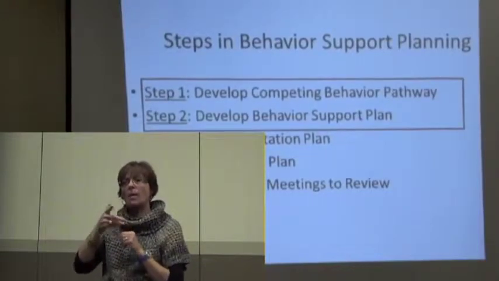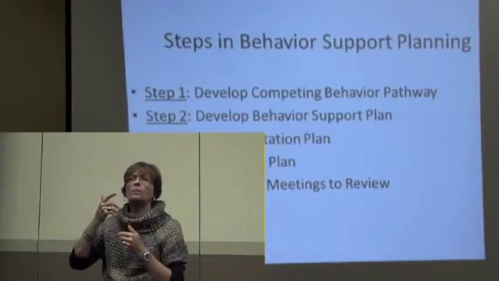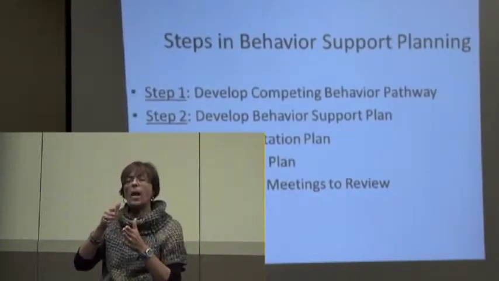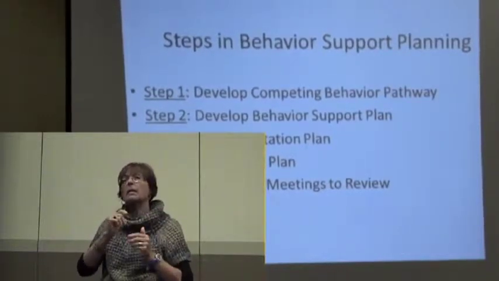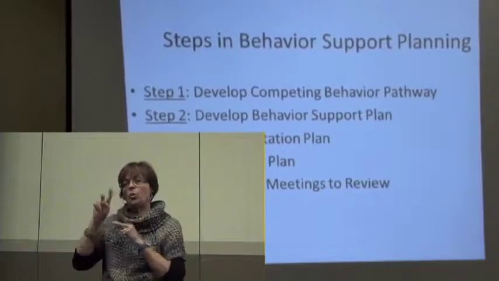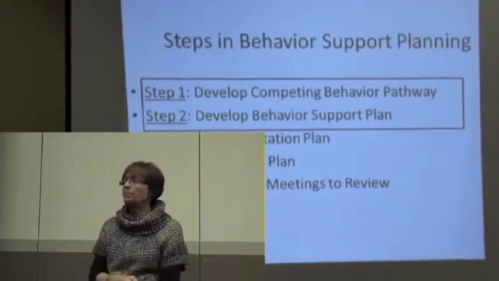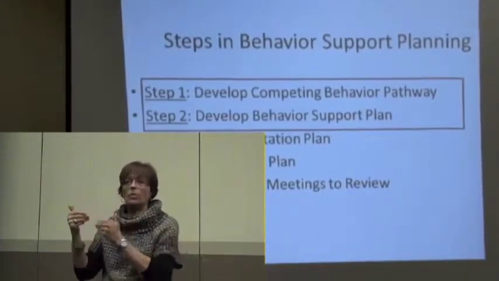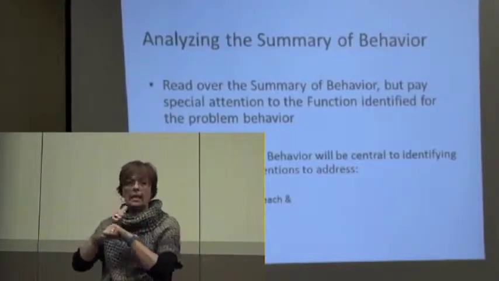And then there are 5 steps to this process: we're going to develop our competing behavior pathway, our behavior support plan, the implementation plan. Of course, you have to have a plan to evaluate that and have follow-up meetings to review the progress. We're going to cover the first 2 in more detail than any of the other steps, because we want to make sure they understand what interventions they need to put into place.